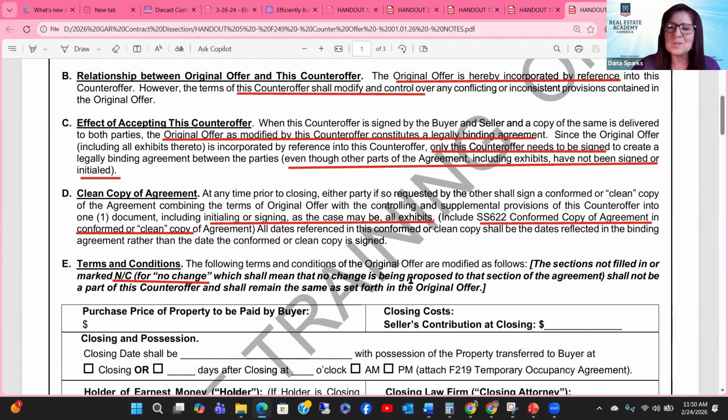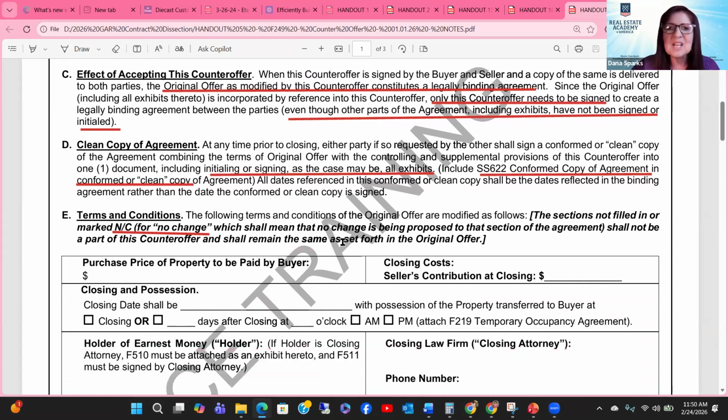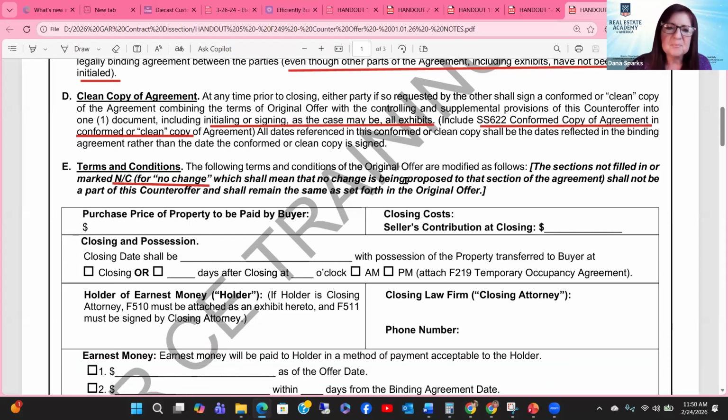What about our lenders? Guess what they want? Yes, they want initials on those financing exhibits. If that is the case, you are going to do a clean copy. And here are the instructions for doing a clean copy, including the special stipulation to include. Here's the date you put on the clean copy.